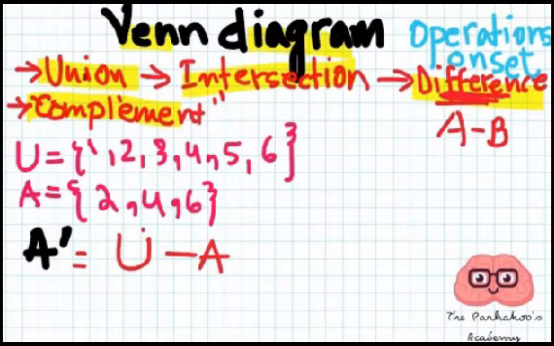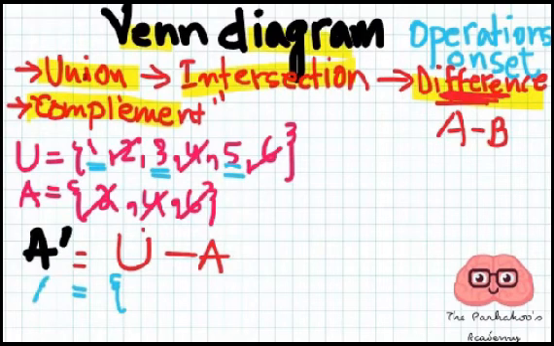So here let's do it directly. Let's see the common elements and omit them. We have 2 common, 4 and 6. So in the first one, or in the universal set, we are only left with 1, 3, 5. So here our answer for A complement, that is the set which consists of all those elements which are not in A, is 1, 3, 5.